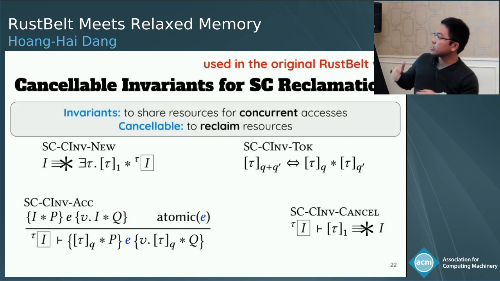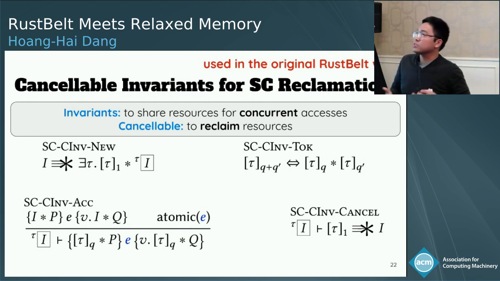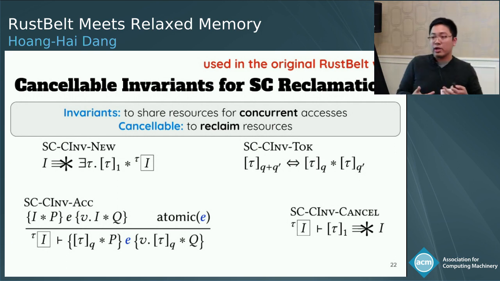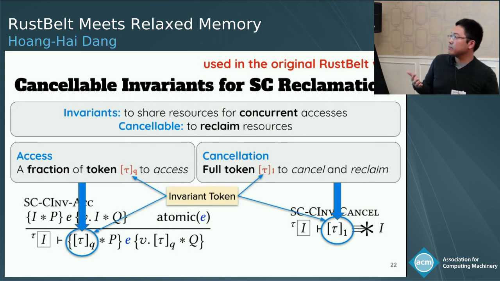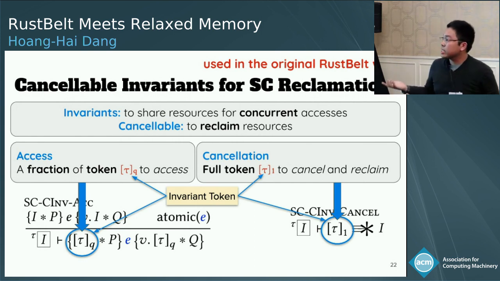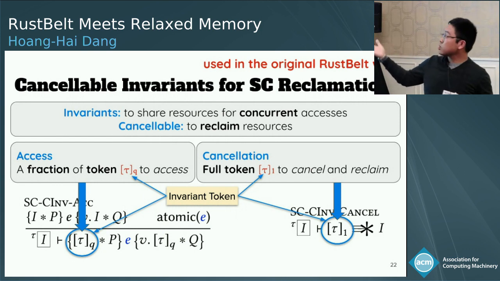So the first thing is that in this concurrent separation logic, in order to be able to have shared accesses to resources, you need to put the resources inside invariants. Right? And if you want to reclaim those resources, you want those invariants to be cancelable. And so cancelable invariants have two main mechanisms. One is accessing the invariant, and the other one is canceling the invariant. And both mechanisms concern the new assertion called the invariant token, showing up here as tau q or tau 1.